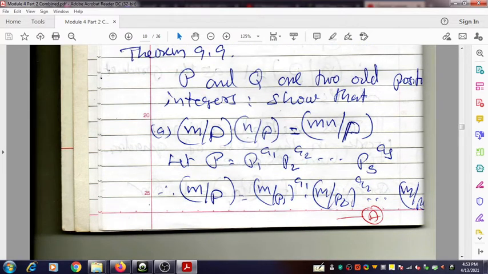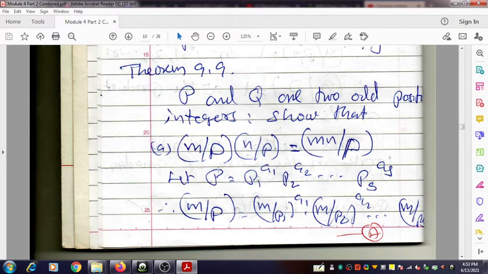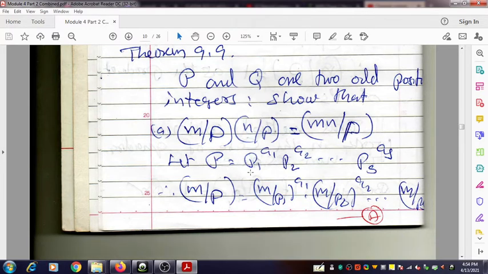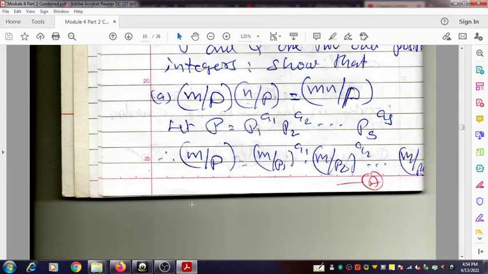Let's, for proving this, consider the prime factorization of p as p1 raised to a1 into p2 raised to a2 into etc., into ps raised to as. Then using the definition of the Jacobi symbol, we can write m bar p equal to m bar p1 raised to a1 into m bar p2 raised to a2 into etc.